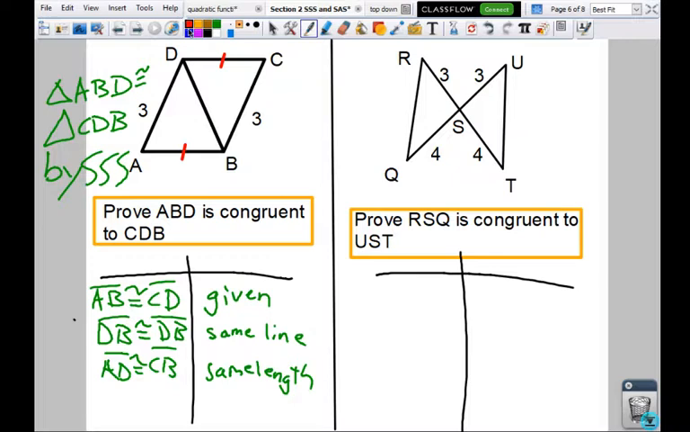All right, let's start us off then, Trista. What method do you use? SAS. Okay. Give me your first side. Side RS and side US. What's your reason? Same. Okay. And then what's the angle we have in here?